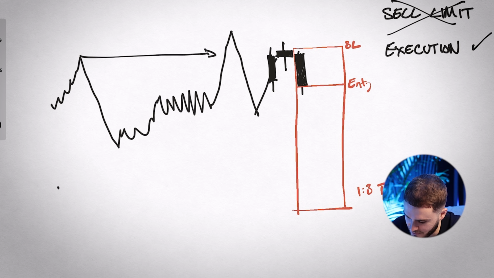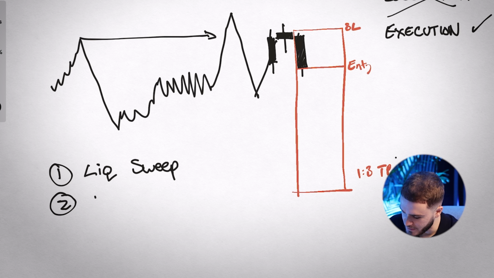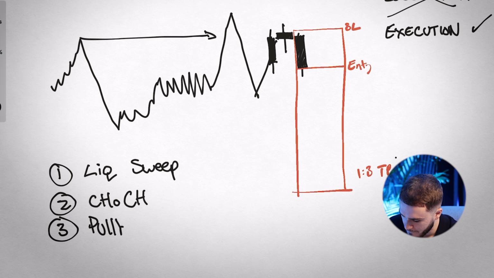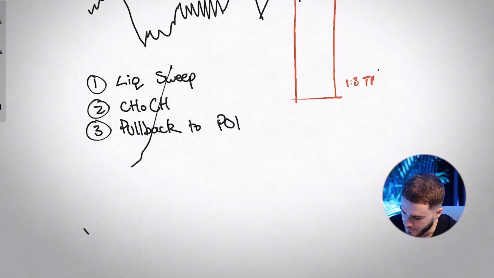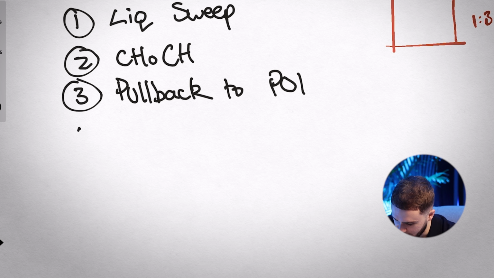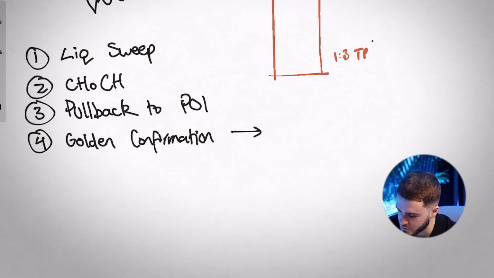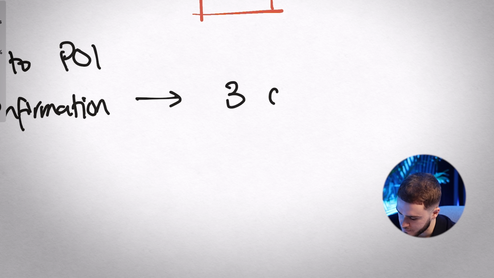So let's just break it down in a few steps. Number 1, liquidity sweep. Number 2, it's all going to be about that change of character. Number 3, pullback to point of interest. And bear in mind, when we say point of interest, it can be anything. Could be the order block, could be the fair value gap, whatever it is. And then number 4, golden confirmation, which is the 3 candle. This is all going to be about the 3 candle formation.